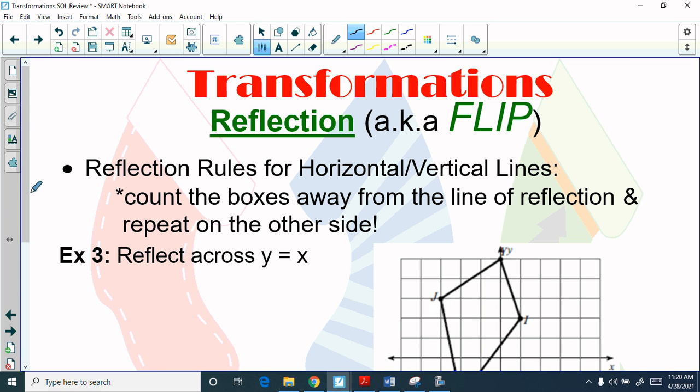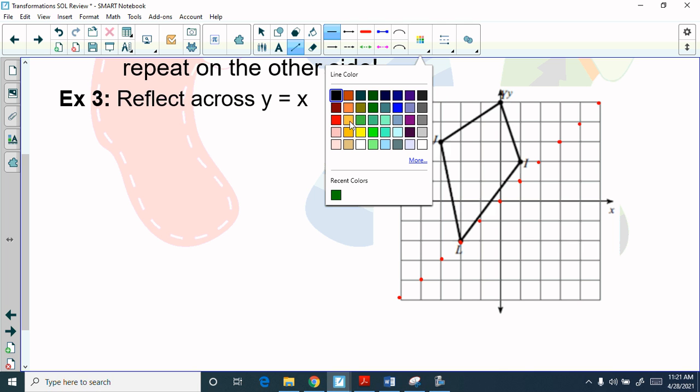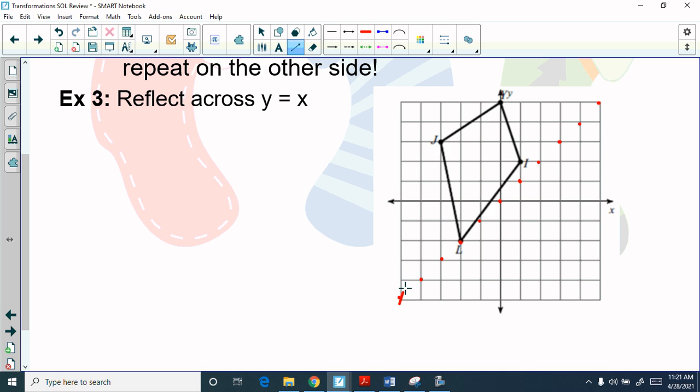Now, sometimes they'll ask us to reflect across an actual line, like y equals x. This is a line with a slope of 1, and it goes through the origin. And if you don't know that, you can just plug in points. If I plug in a 1 for x, I get a 1 for y. If I plug in a -1 for x, I get a -1 for y. I'm going to draw in a line using the line tool because I'm not very good at drawing lines, to make it more accurate. All right, so there's our line.